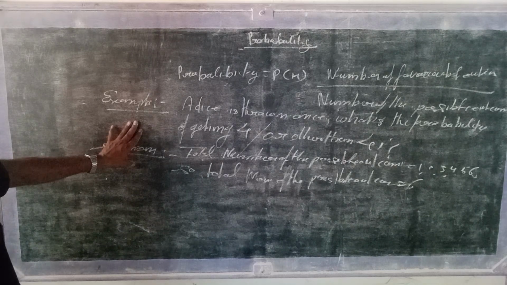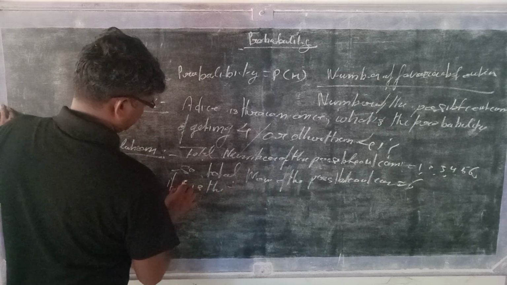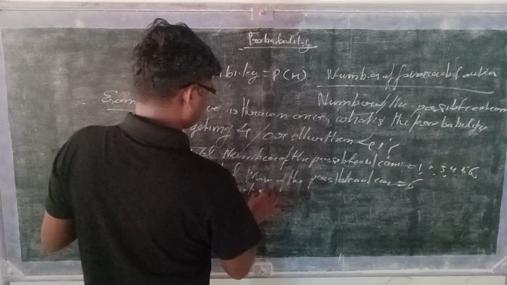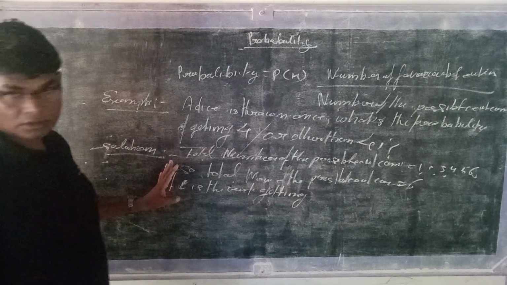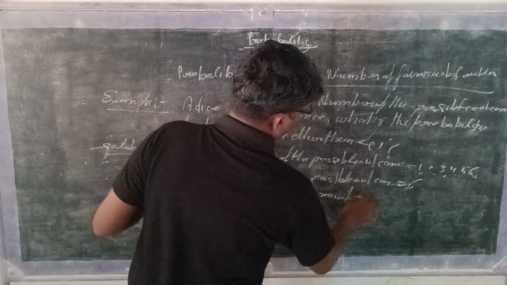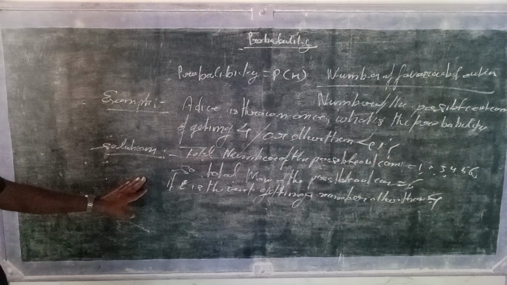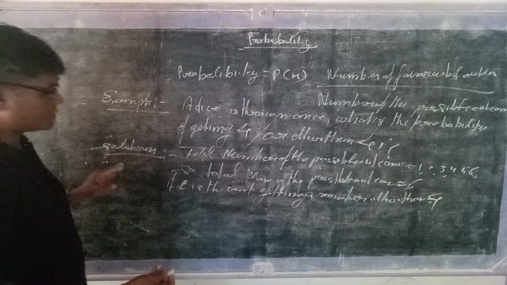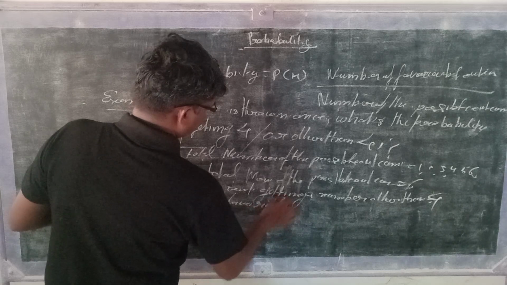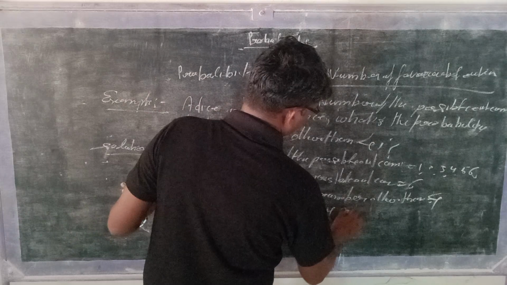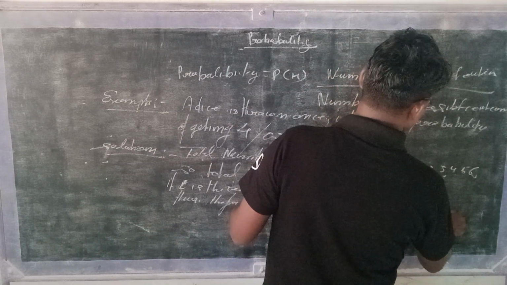On the basis of that, if E is the event of getting a number other than 4, then the favorable outcomes are, what will be the favorable outcome numbers? The numbers will be 1, 2, 3, 4 and 5.